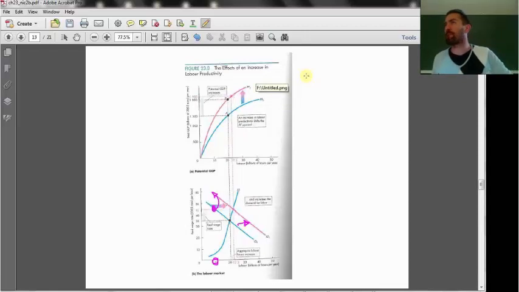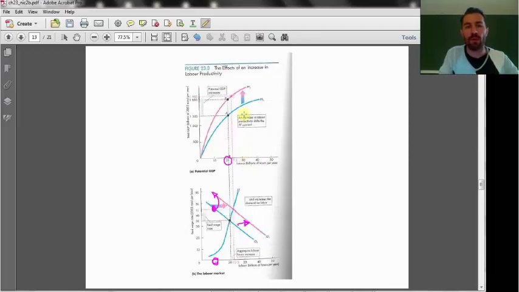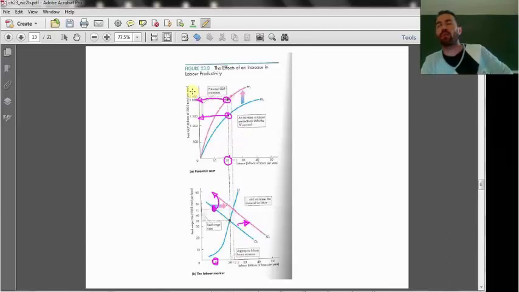You get that? Any given quantity of labor is now able to produce a higher level of output. So whereas 20 before was able to produce 1.3 trillion rands of output, if labor becomes more productive, that same 20 billion hours of labor can now produce 1.8 billion rands worth of output. Okay? They are more productive.